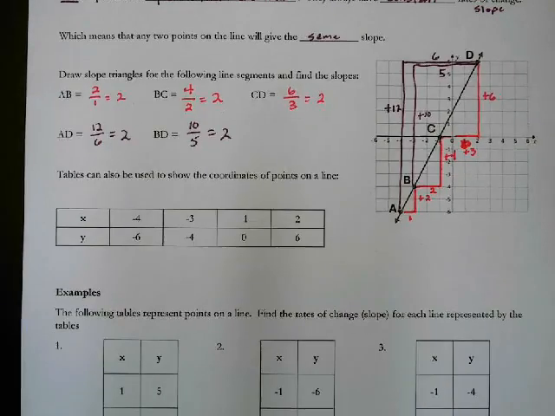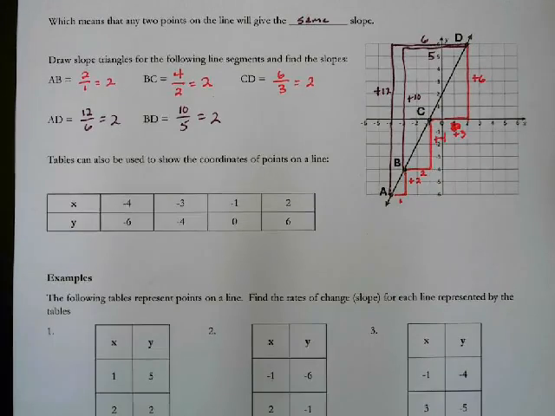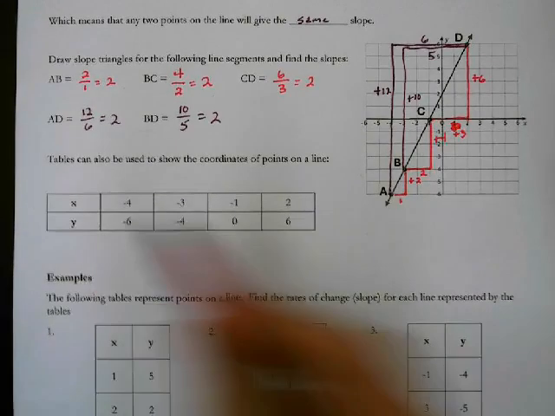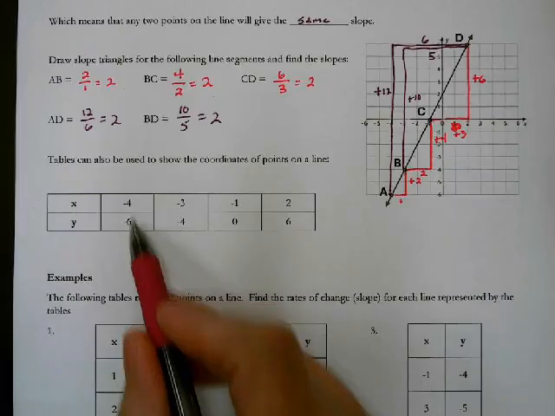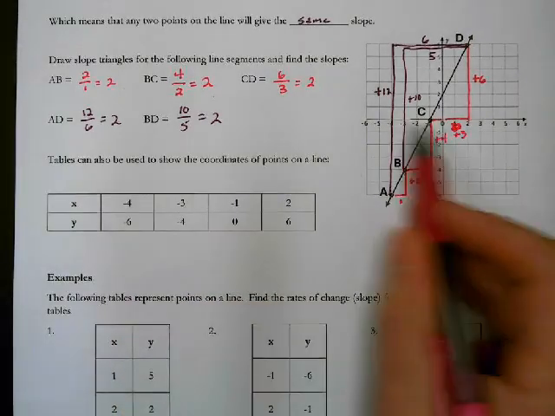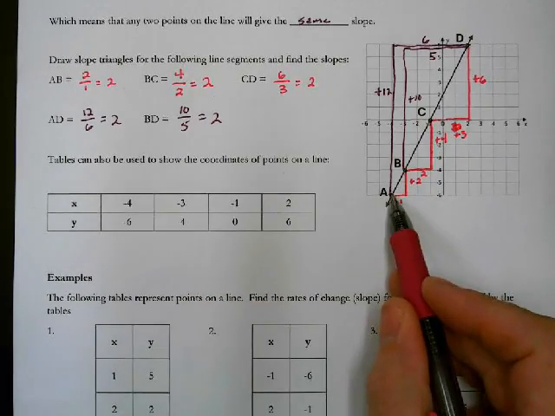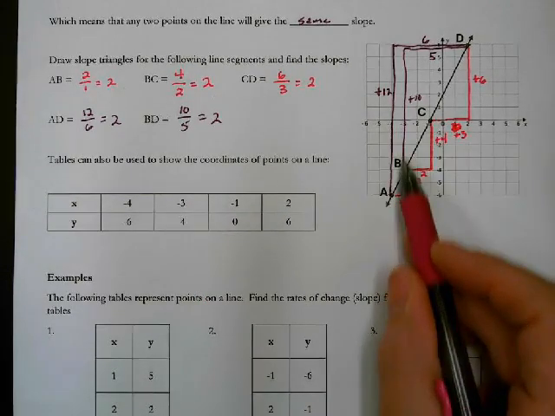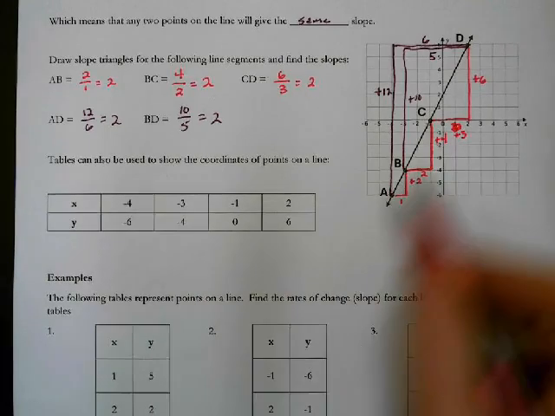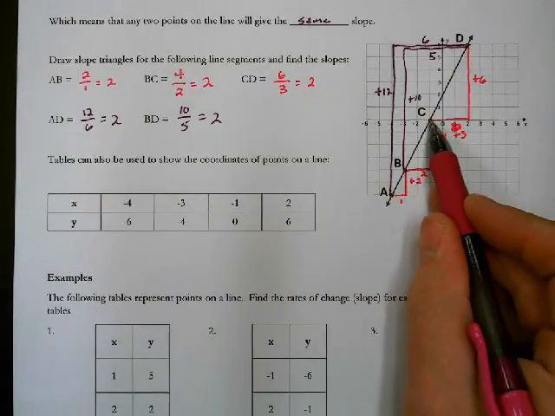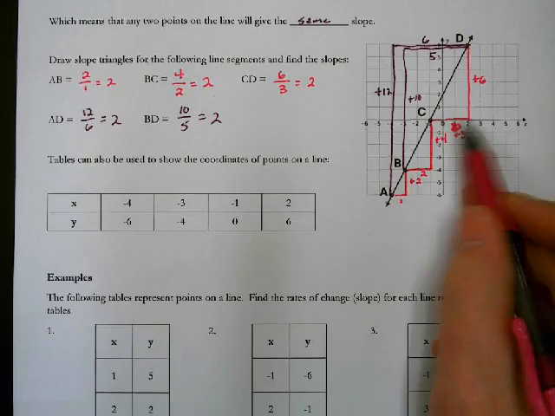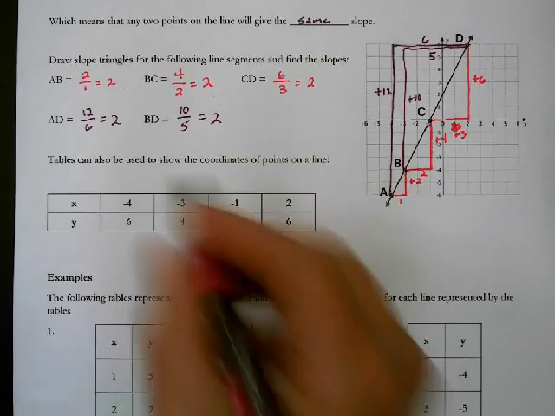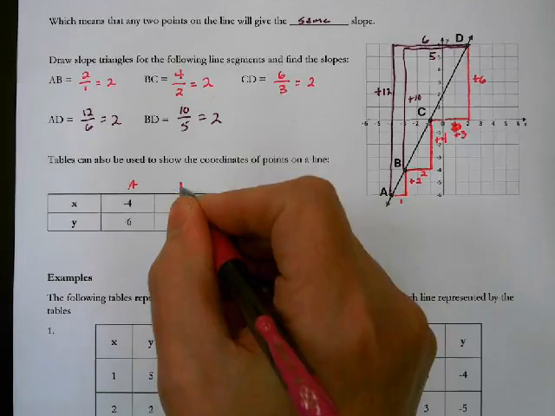So tables can also be used to find coordinate points and to find slopes. So here's a table. It says when x is -4, y is 6. So that means go back 4, down 6. That's this point right here, point A. -3, 4, back 3, down 4. That's point B. -1, 0. That's point C. 2, 6. That's point D. So these are the points that I have graphed over there.